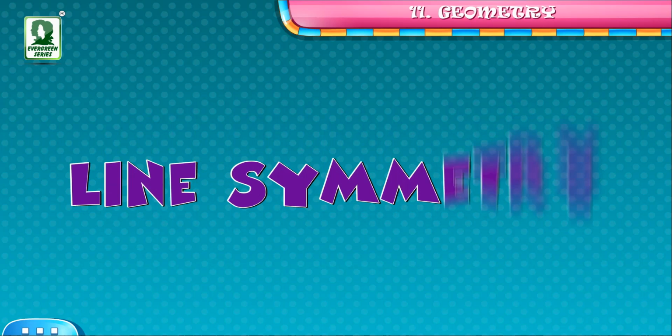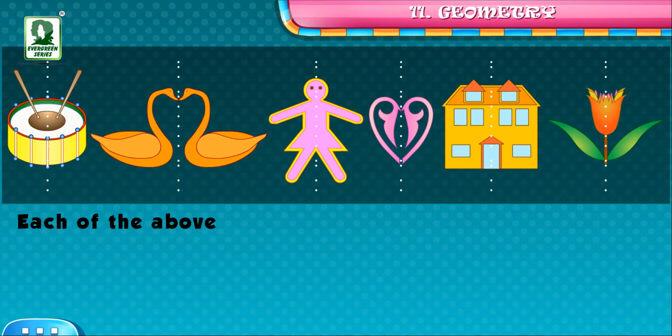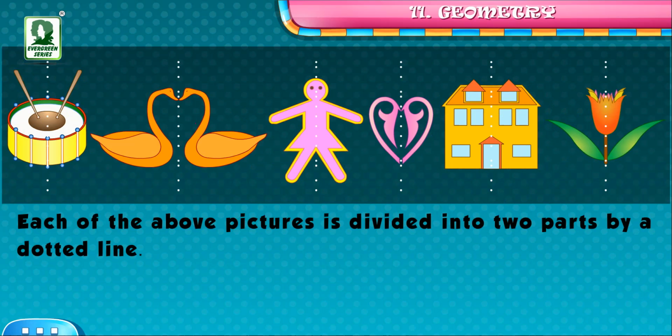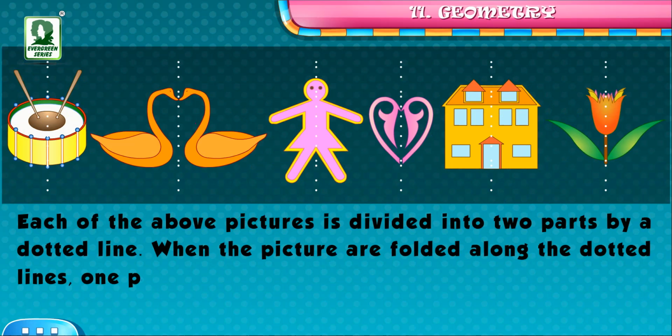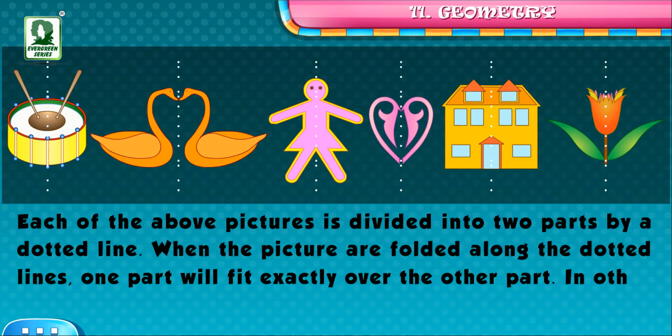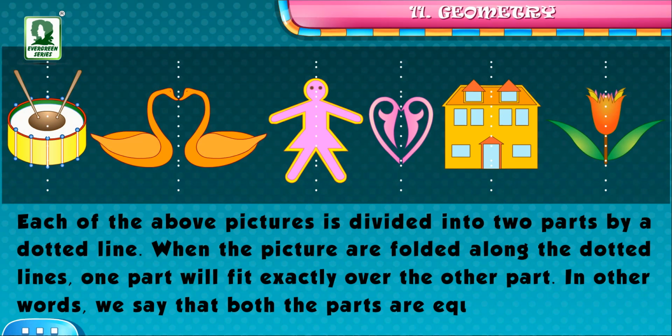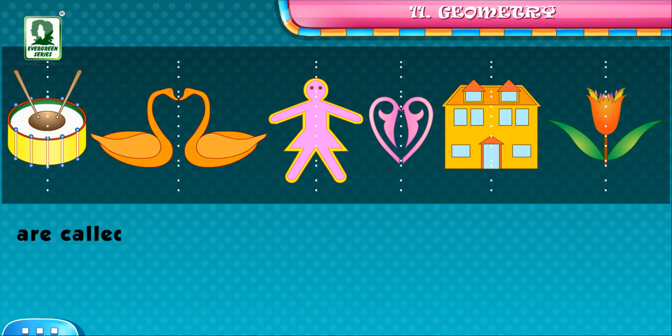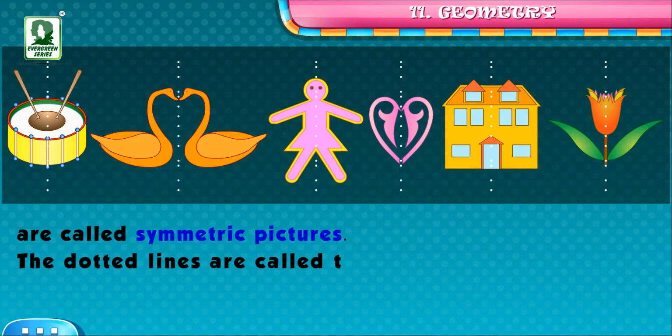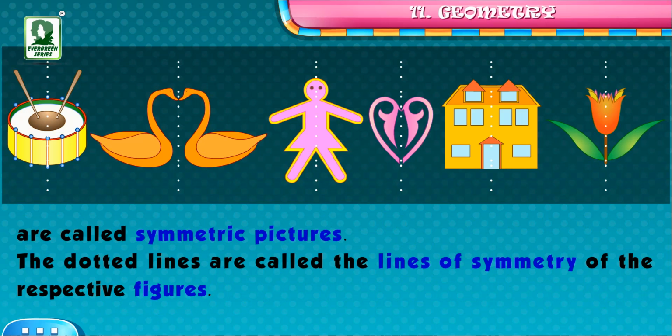Line symmetry. Each of the above pictures is divided into 2 parts by a dotted line. When the picture is folded along the dotted line, one part will fit exactly over the other part. In other words, we say that both the parts are equal. Such pictures are called symmetric pictures. The dotted lines are called the lines of symmetry of the respective figures.